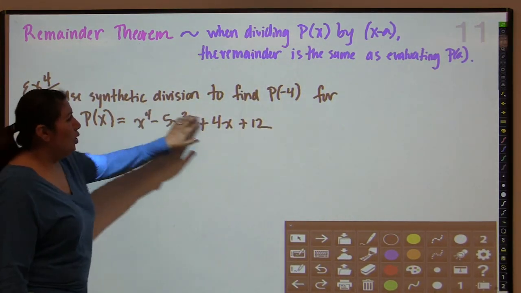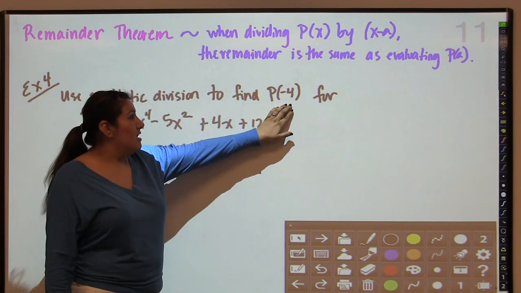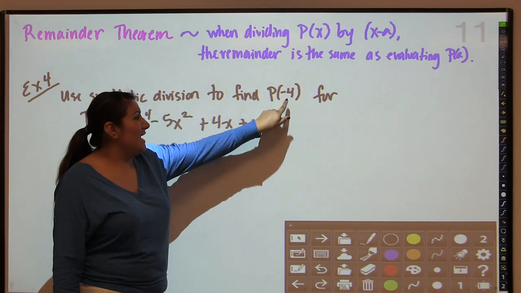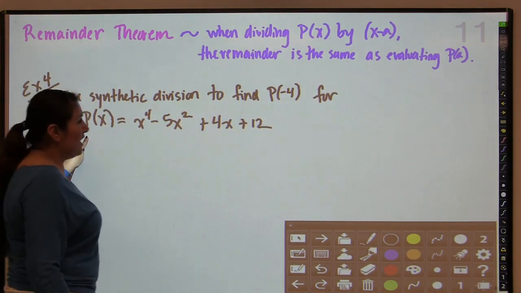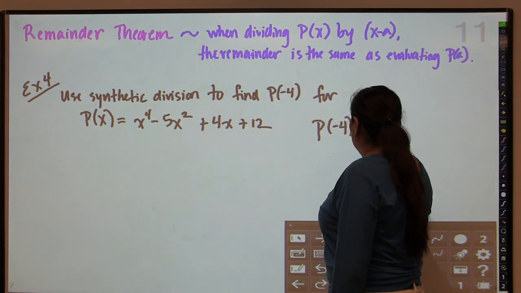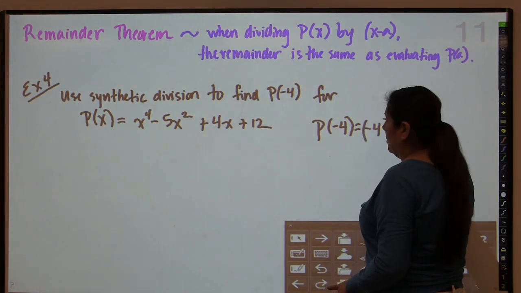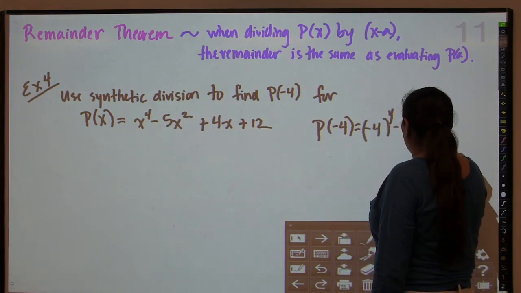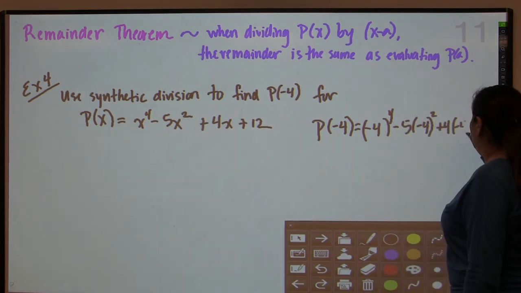We all know what p of negative 4 means, because we've already done function notation before. P of negative 4 literally means to take negative 4 and plug it into the polynomial. So let's do that first, over here. What would p of negative 4 be? It would be negative 4 to the 4th power minus 5 times negative 4 squared plus 4 times negative 4 plus 12.